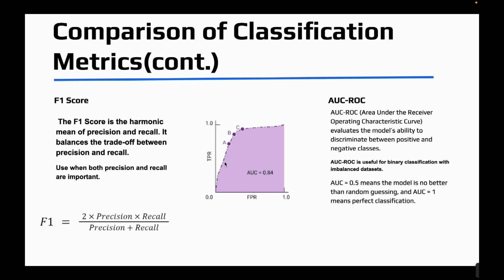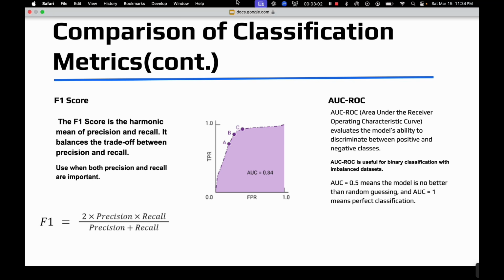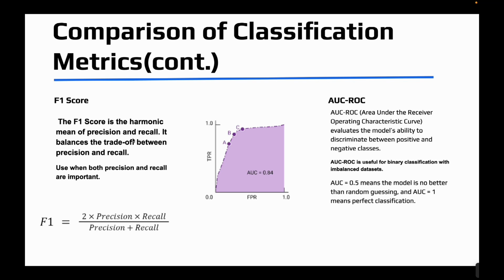Let's continue. These next two are blends. They're mixing multiple of the previous classification metrics. The first one is F1 score. F1 score is the harmonic mean of precision and recall. And again, it balances the trade-off between precision and recall. So this is when both are important.